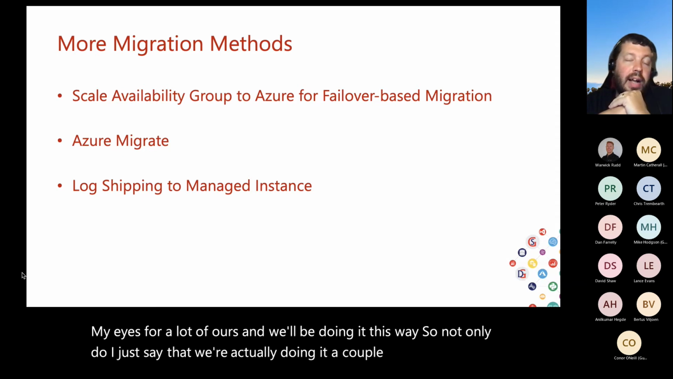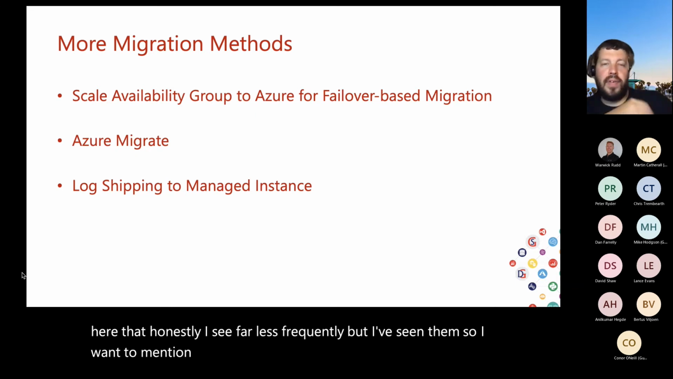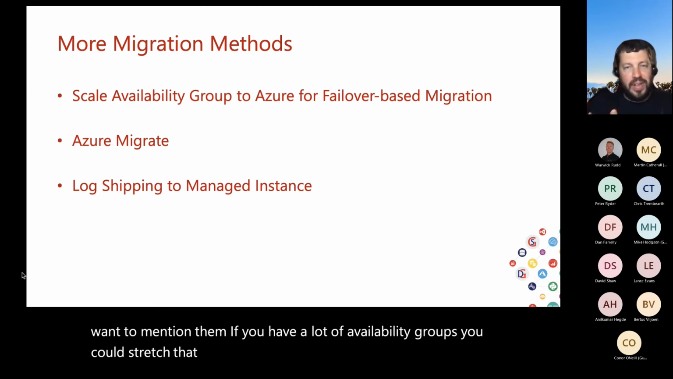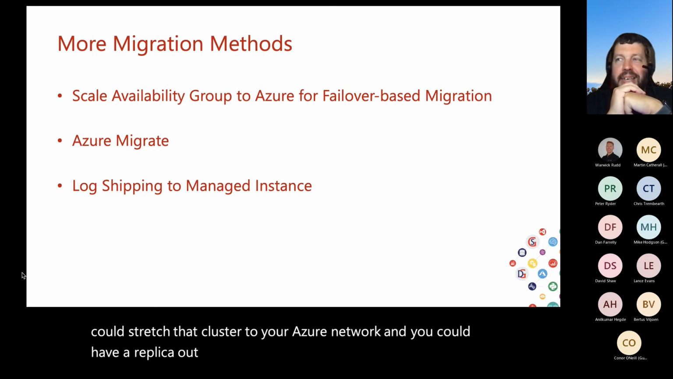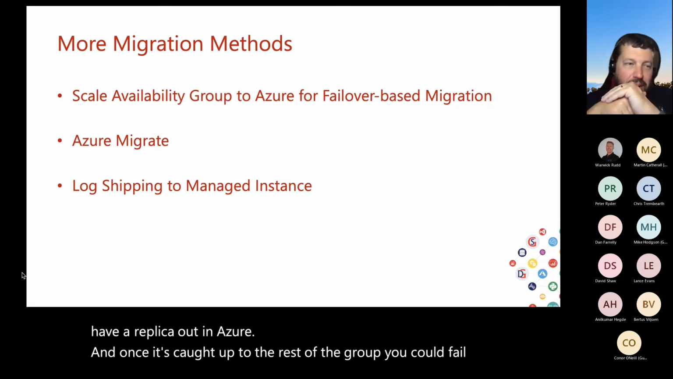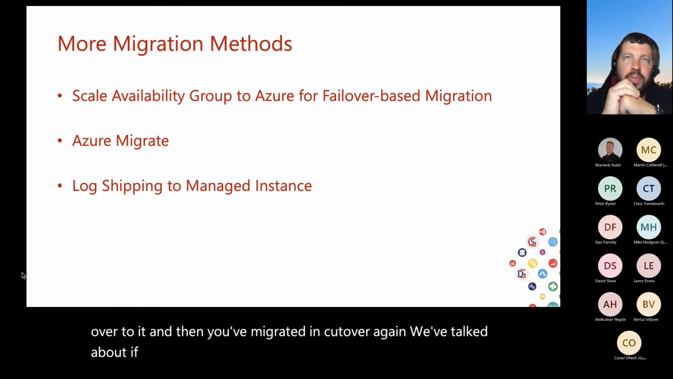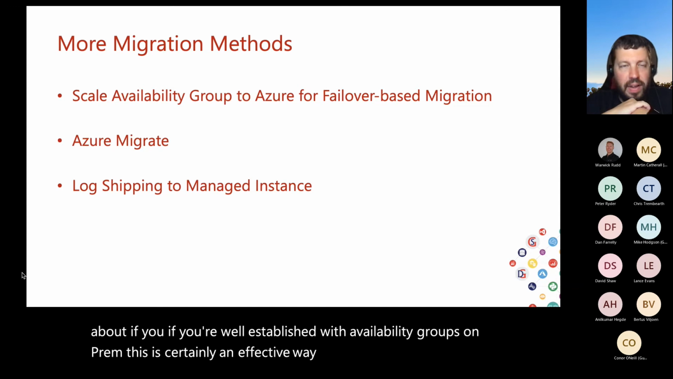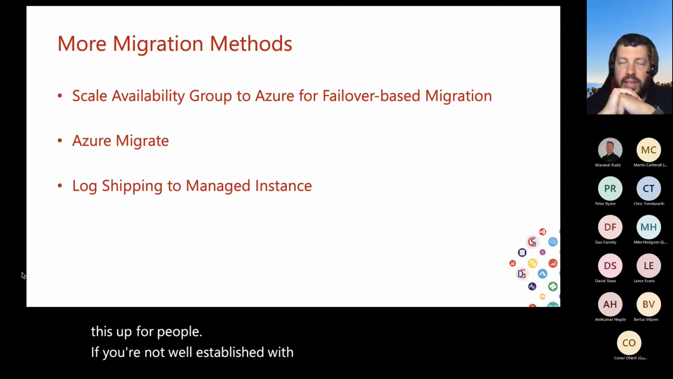A couple other methods here that honestly I see far less frequently, but I've seen them, so I want to mention them. If you have a lot of availability groups, you could stretch that cluster to your Azure network, and you could have a replica out in Azure. And once it's caught up to the rest of the group, you could fail over to it, and then you've migrated and cut over. Again, if you're well established with availability groups on-prem, this is certainly an effective way to get it. I've set this up for people. If you're not well established with AGs already, I would avoid this.